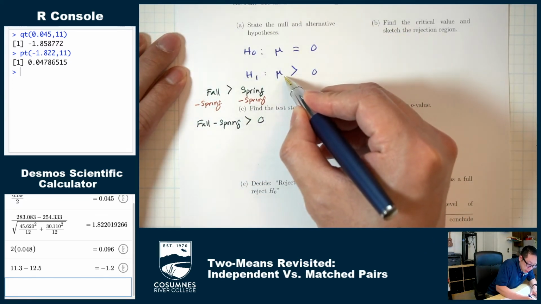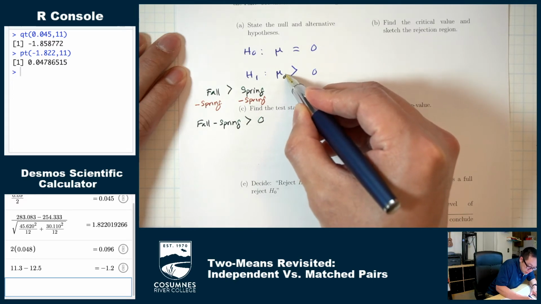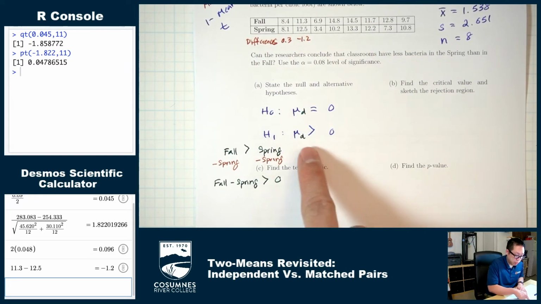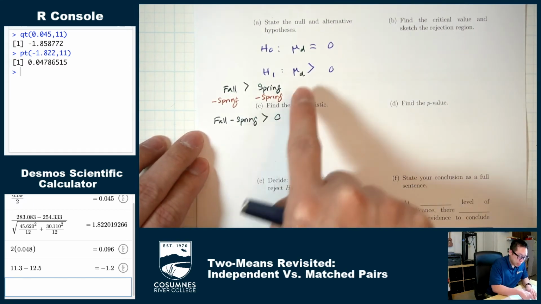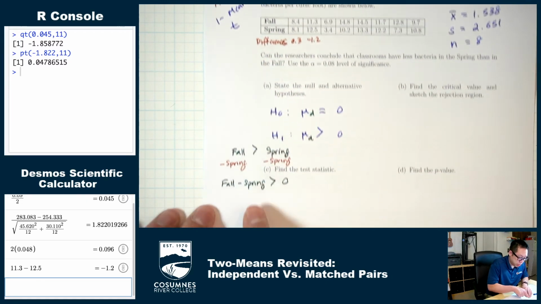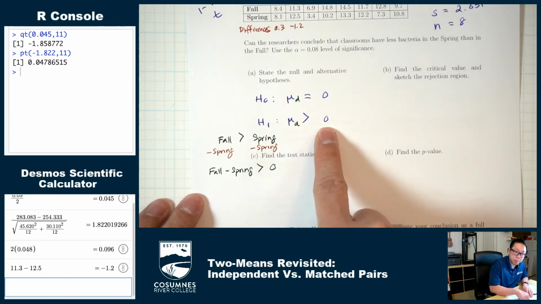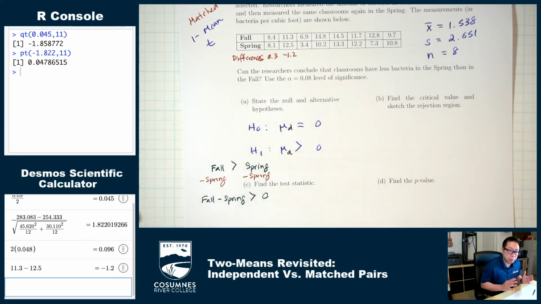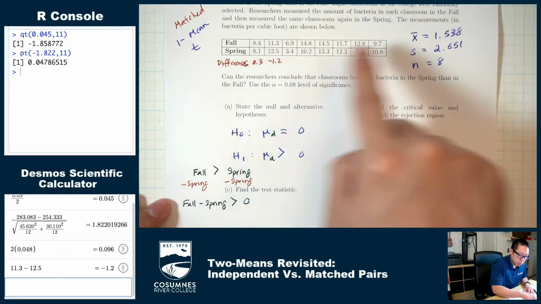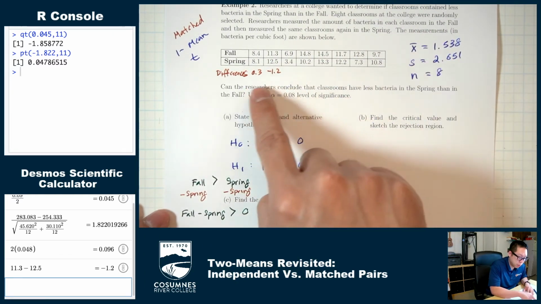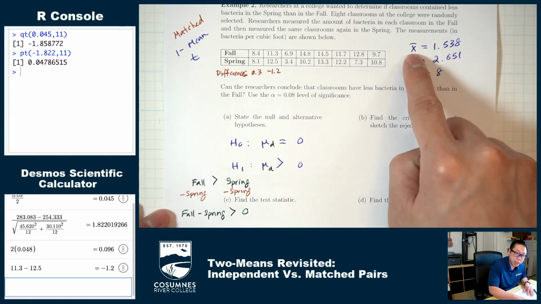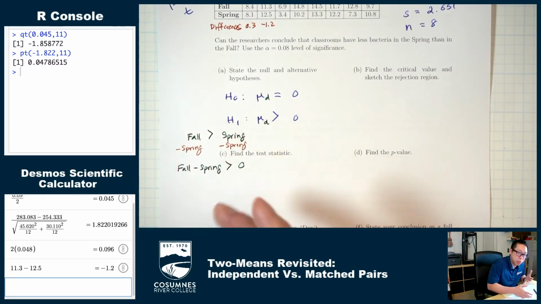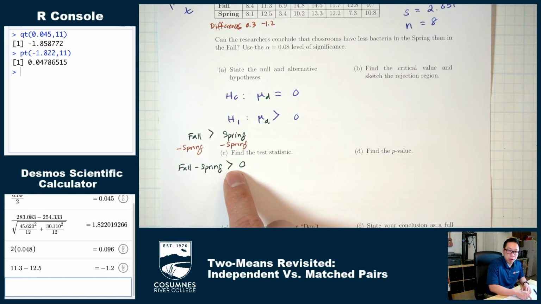So usually in most books, you'll see this mu sub d, because we're saying that the mean of the differences is greater than 0. So fall minus spring is the differences, and we're saying it's greater than 0. So even though the question has the word less, don't get tricked by that. Go through the process, find the mean of the differences. If it's positive, it'll be greater than. If it's negative, it'll be less than. This is the correct reasoning you're supposed to use here, and that's why it's greater than.